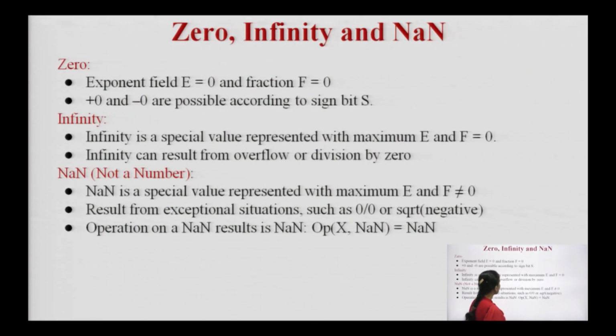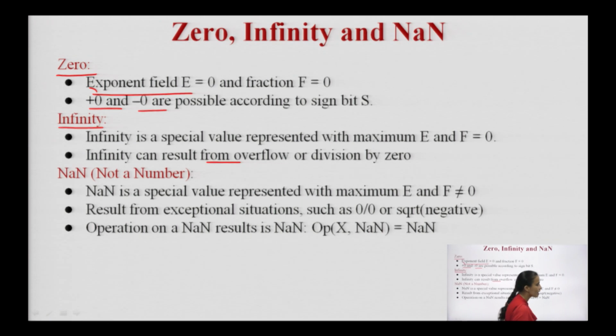Then, how to represent the 0, infinity and not a number? For the 0 numbers, the exponent field E will be 0 and the fraction part f will be equal to 0. Here the plus 0 and minus 0 are possible according to the sign bit. Then infinity is a special value, represented with maximum E and f taken as 0. Infinity can result from an overflow, or when we are dealing with division by 0.